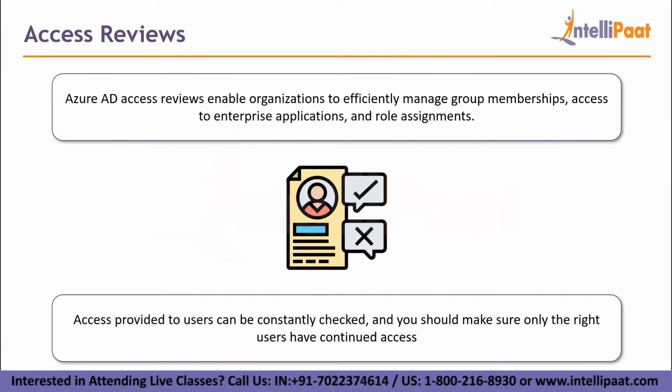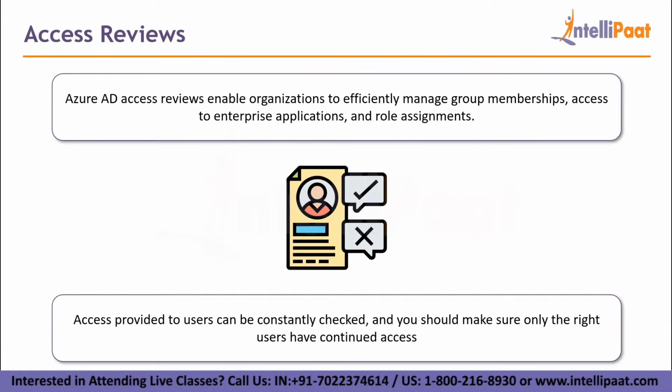So now access provided to users can be constantly checked, and you should make sure only the right users have continued access. So the main purpose of access reviews, to put it simply: let's say you have 50 users in your account and only 10 of those users are developers, and only those 10 should have access to certain Azure resources and should have a certain role assigned to them. So now you do an access review on all those 50 users to check who are the users who have this particular assignment.